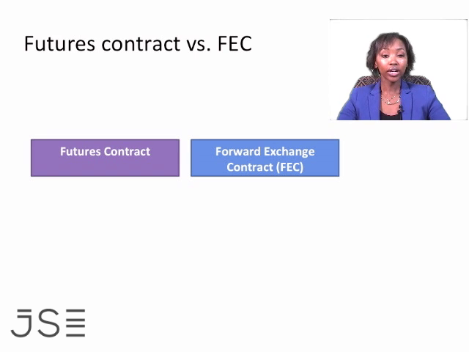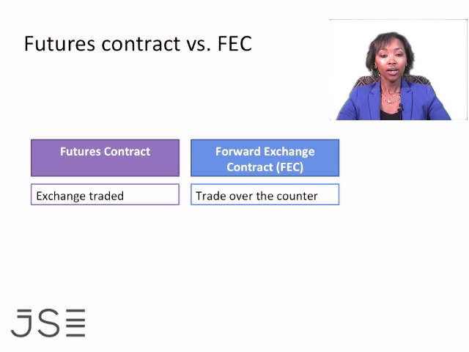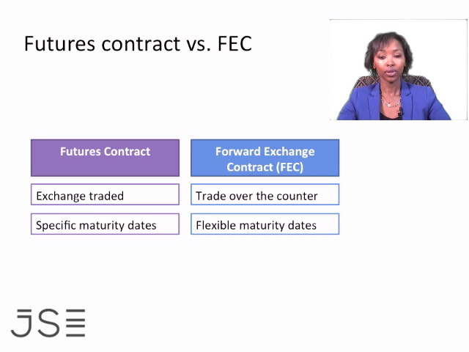So if we now look at the futures contract versus an FEC, the futures contract is like an FEC that's traded via the exchange. That's another way to think about it, where an FEC is traded over the counter, or what we call the OTC market. The futures contract is standardized, so therefore it would have specific maturity dates, whereas an FEC has flexible maturity dates. So you could basically trade to whichever date you require for your transaction.